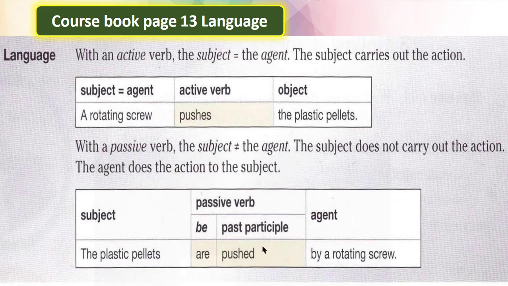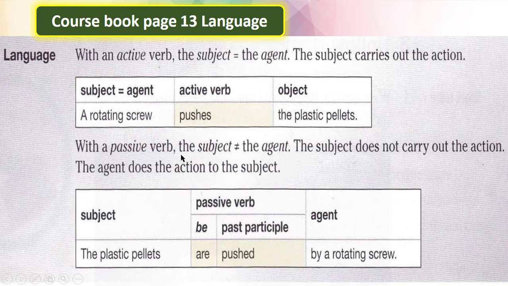Let's have a look at the steps of changing the sentence from active into passive if the sentence is in the present simple. With an active verb, the subject, the agent, the subject carries out the action. A rotating screw pushes the plastic pellet. So this sentence is in the active because the subject الفاعل بيقوم بالفعل. A rotating screw pushes. Okay?